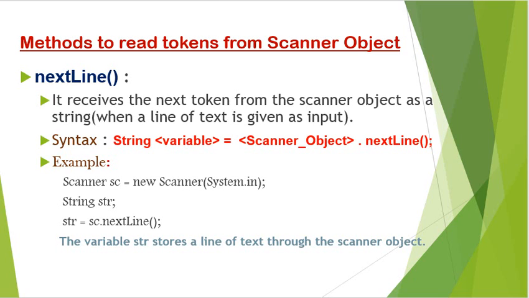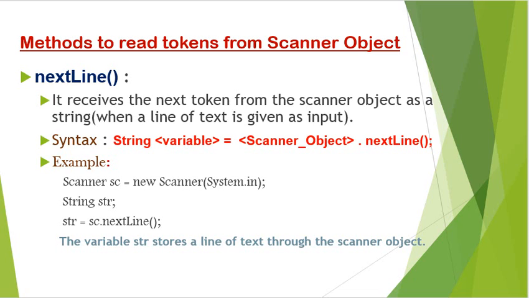Suppose we are inserting multiple strings separated by white space, for example a sentence. Then only the first word will be accepted as a string if we are using the next method. If we want to take a whole sentence, a line of text, as input from the user, the next method won't work. In that case, we use nextLine.